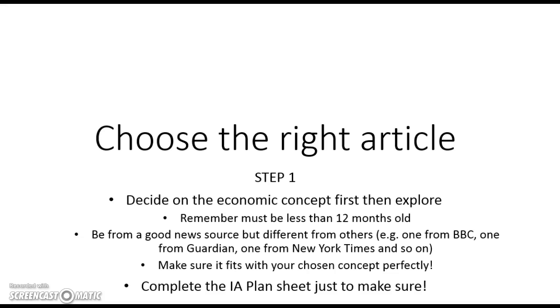Your article should really be in English to make it easier for yourself. You could potentially pick an article from a non-English speaking country, but you need to get that article translated. And like I've just said, make sure that it fits your chosen concept perfectly, or you're going to make issues for yourself, and that's really easy to do. And then once you've done that, you complete the IA plan sheet.